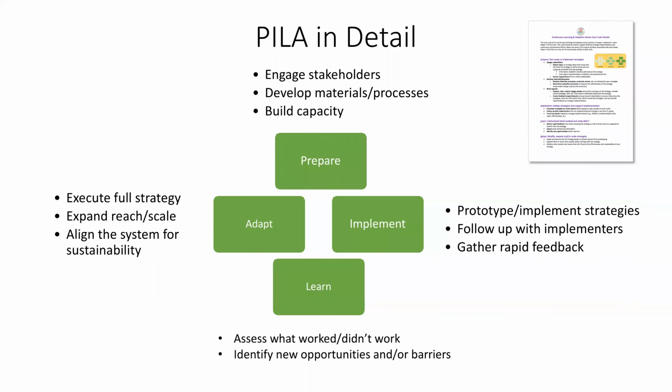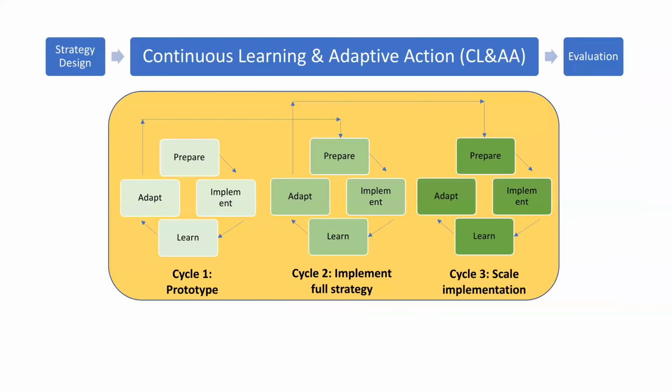Okay, so in our continuous learning adaptive action, implementation, learning, and strategy adaptation are really merged into a continuous process that continues until we achieve the desired results. Strategy design is enhanced and or adapted throughout each cycle, making it more powerful and effective with each phase as we go. So in this way, we begin to see, again, the iterative nature of this work.